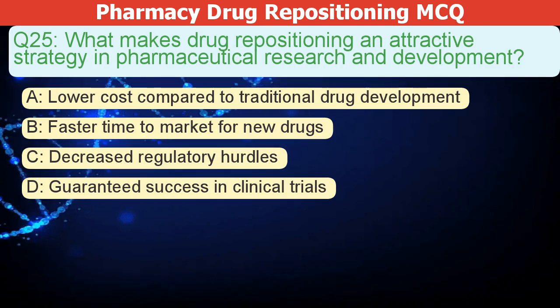What makes drug repositioning an attractive strategy in pharmaceutical research and development? A. Lower cost compared to traditional drug development. B. Faster time to market for new drugs. C. Decreased regulatory hurdles. D. Guaranteed success in clinical trials.